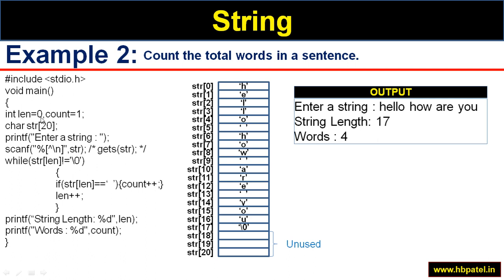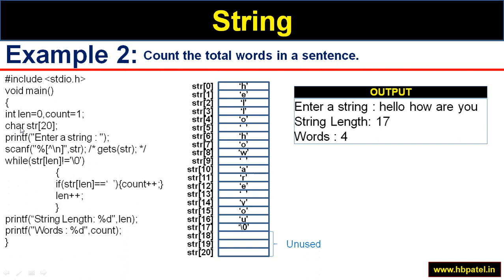So len equal to 0, because we want to display the length of the string also. We have taken this len for the total length. "hello, how are you?" So the total is 17, including all the spaces. 1, 2, 3, 4, 5, then 6, 7, 8, 9, 10, 11, 12, 13, 14, 15, 16, 17. So 17 characters and 3 spaces plus 1, 4 words. So count is for words and length for characters.